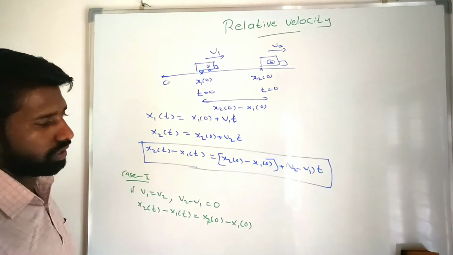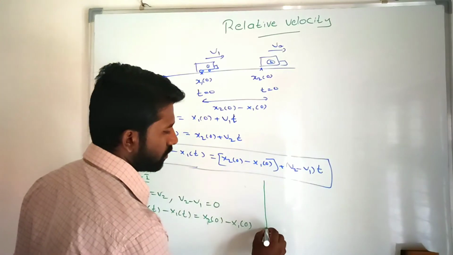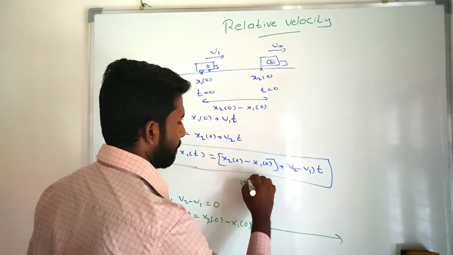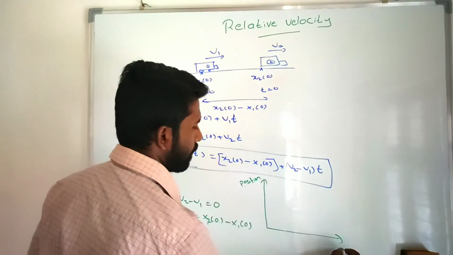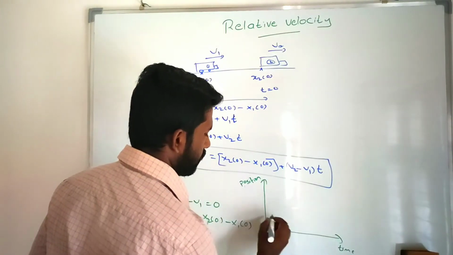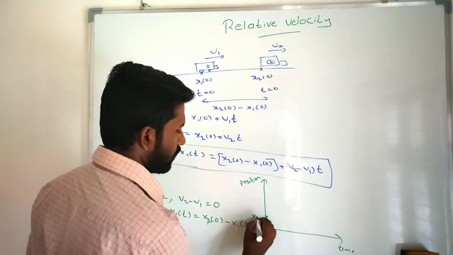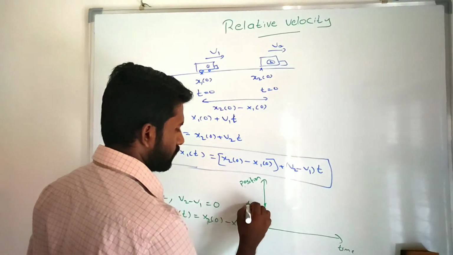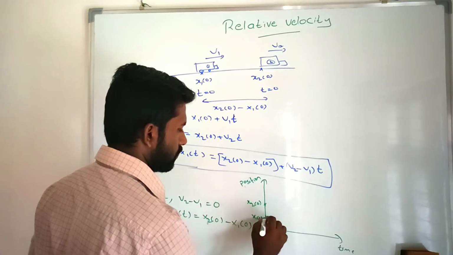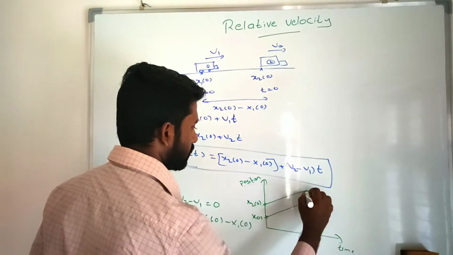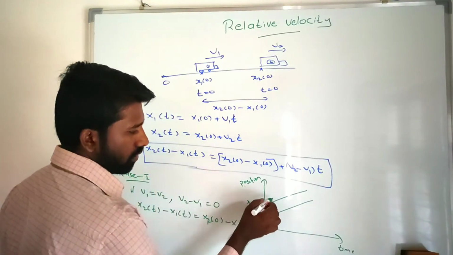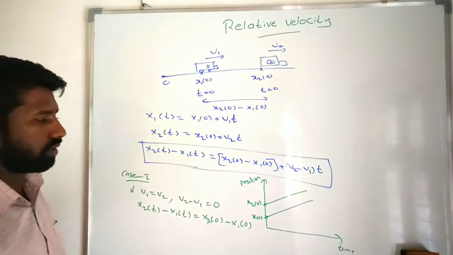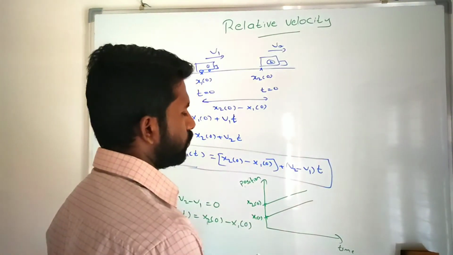Based on that we can draw the position diagram for this case. This is x1 of 0. This is x2 of 0. Bodies move like this. So you can see that the distance between the bodies is always constant. Clear? Okay. Now we will see case 2.